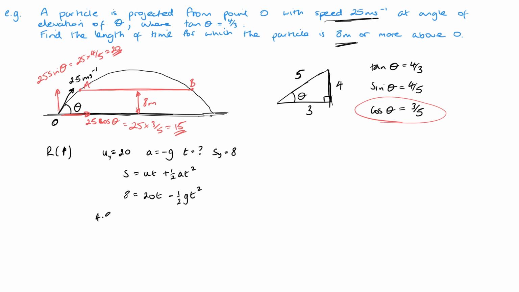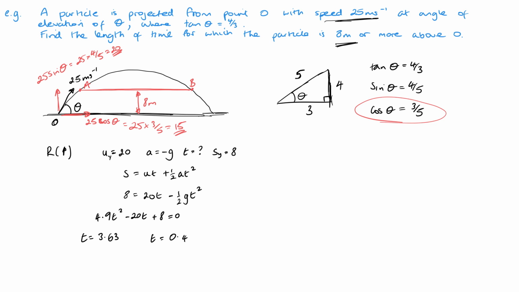So we get 4.9t² − 20t + 8 = 0. And this will give me two values. So t equals 3.63, which I'll store as A, and t equals 0.